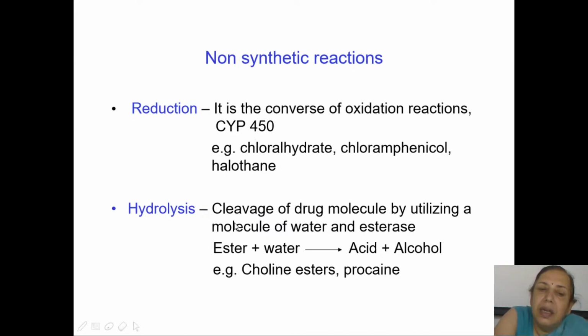Then certain drugs undergo hydrolysis. So hydrolysis is the conversion of a drug to another form. Ester is converted in presence of water to acid plus alcohol using an enzymatic process involving esterases. So hydrolysis is one way of changing a form of the drug.